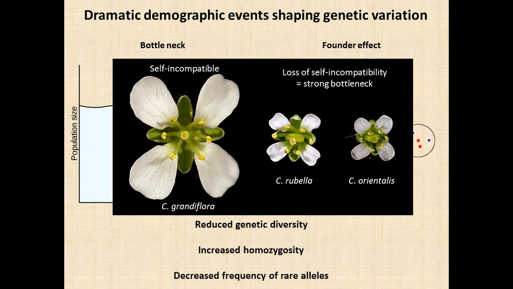They became selfers, and with that you can imagine that because few individuals will carry the mutation responsible for loss of self-incompatibility, the pool of genetic diversity will be super low to start with. And also because they will self with themselves, homozygosity will dramatically increase across generations.